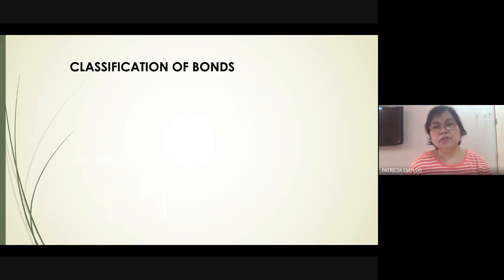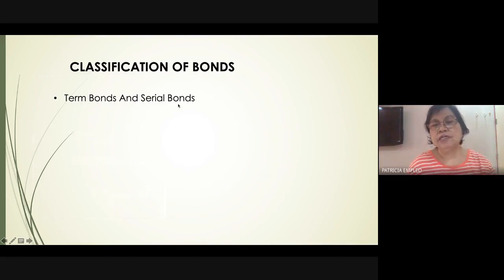Okay, we now go to classification of bonds. As to payment of the maturity value, bonds may be classified as term bonds and serial bonds. Term bonds are those bonds that mature at a single date. So if we issue 10 million bonds, all of the 10 million bonds will have to be paid at a single date, let us say 10 years or 20 years from the date of the issue or at the date that is indicated on the bond certificate. Whereas serial bonds are those bonds that mature in series of installments. Say, 10 million will have to be paid by the issuing corporation in installments of, let us say, 1 million annually for the next 10 years.